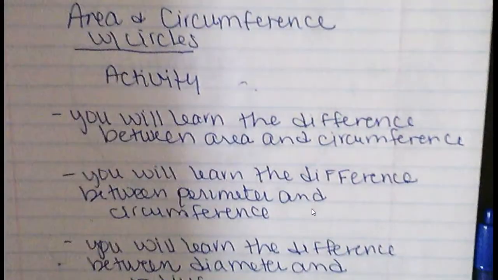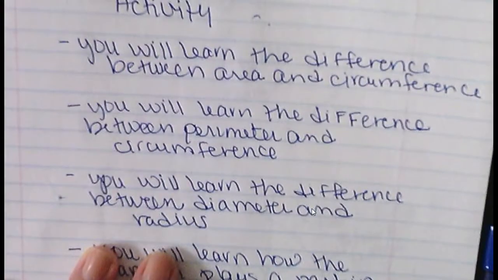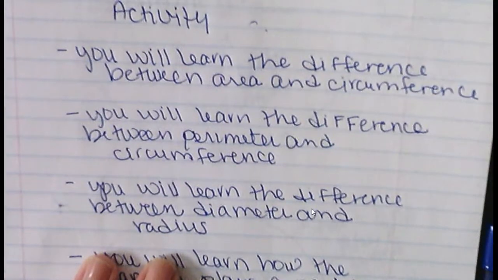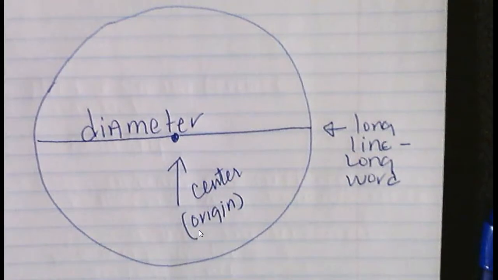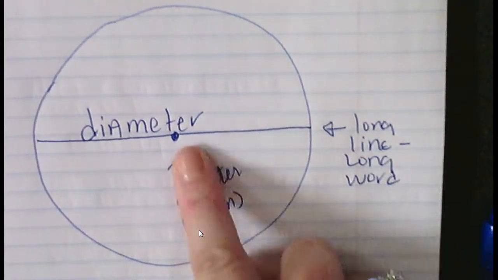Alright, next question. You will learn the difference between diameter and radius. Well, let's look at that. I drew you some circles. I drew a circle. I know it's not exactly perfect. Close enough. That's center, origin, same thing.